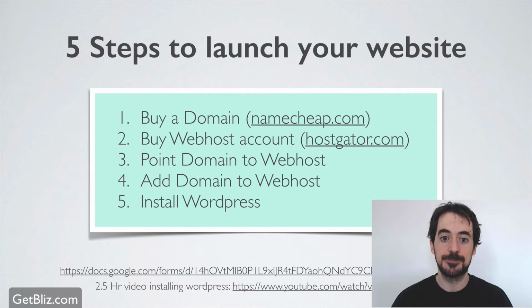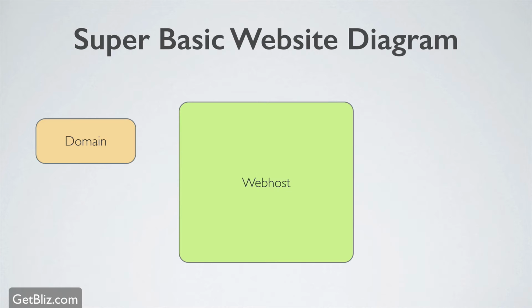So let's do that. But before we do that, let me show you how everything looks in a diagram. That will help you visualize what we're building here. A website is made of two main components, a web host and a domain. The domain points to the web host. So when people type that domain name in their browser, it takes them to a set of files, which is your website. And there you go. That's basically all you need to get started.